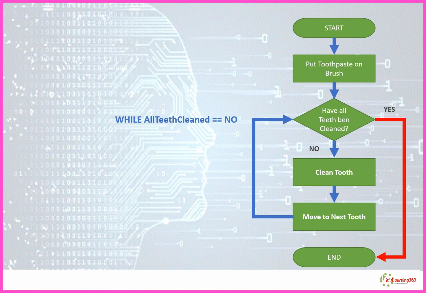My algorithm will keep iterating and repeating through the clean the tooth and move to the next tooth until the answer to the decision is yes, at which point my algorithm can finish, so I take the other route through, now highlighted in red, to the end of the algorithm.